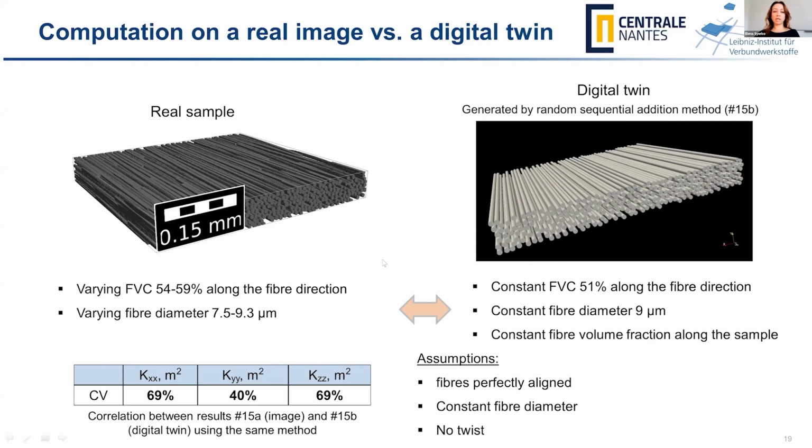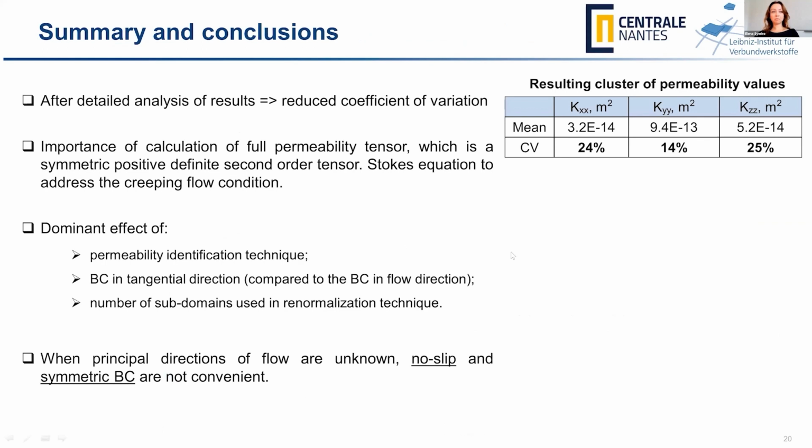However, it didn't represent the variability of fiber diameters and the twist that was present in the real sample. And that, of course, we saw in the permeability values. They were quite far. So it's still an open question how to correctly generate a digital twin for these kinds of structures. So to conclude, we found interesting results after the analysis of these microscopic results.